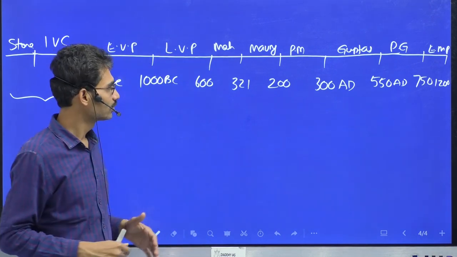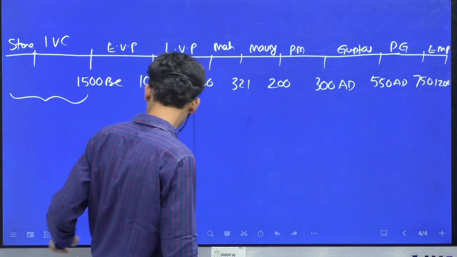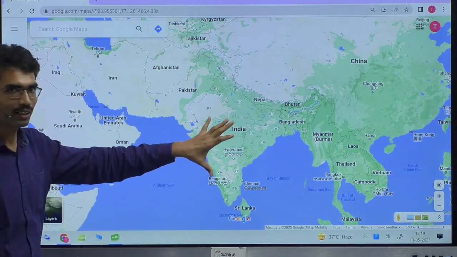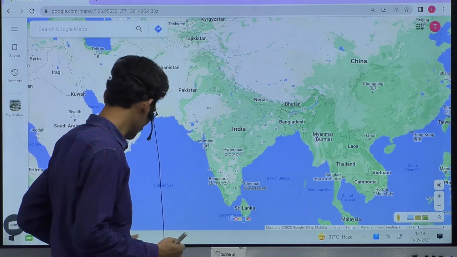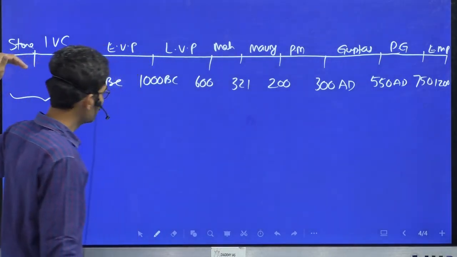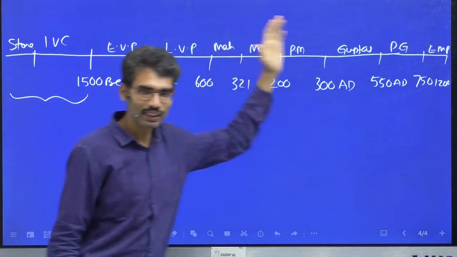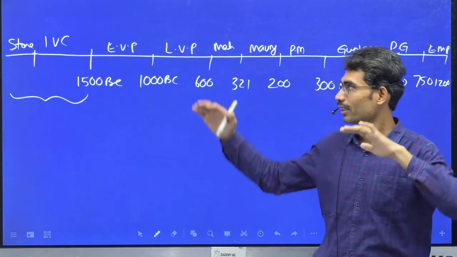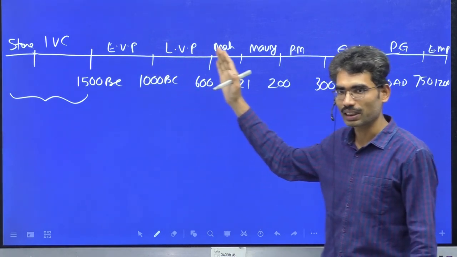Now we will understand. We are going for this map. In this map, we will understand how developments started. Now, from this side to that end of the spectrum, continuous developments are taking place.